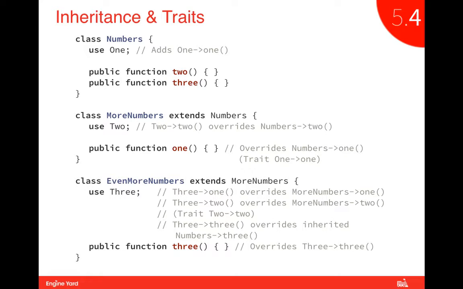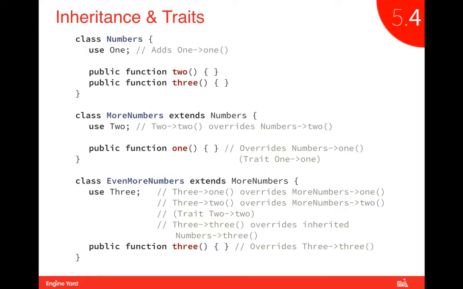But that came from the trait, not from the actual class, right? Now we have another class, EvenMoreNumbers, which extends MoreNumbers. We're using three, which don't forget is composed of the first two traits, right? So 3-1 overrides MoreNumbers one, so this one here. 3-2 overrides MoreNumbers two, which came from the two trait. And then we define our own three, which overrides this three. But then we define our own method here, which has the same name as something coming from the trait.